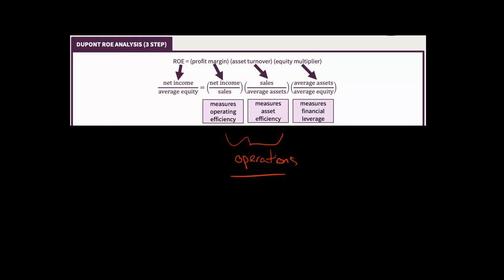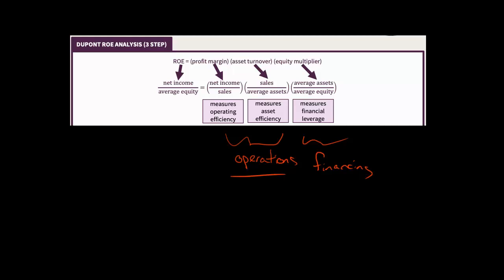Whereas when we look at the equity multiplier, this is a measure really of leverage and thus the company's financing decisions. So we've got three components here of ROE. One has to do with financing choices made by the firm, and the other two have to do with the company's operations. So a company can increase its ROE by improving its profit margin, which it can do by doing a better job managing its expenses, or finding a way to generate more sales from its assets, or not improving operations at all, but taking on more leverage.